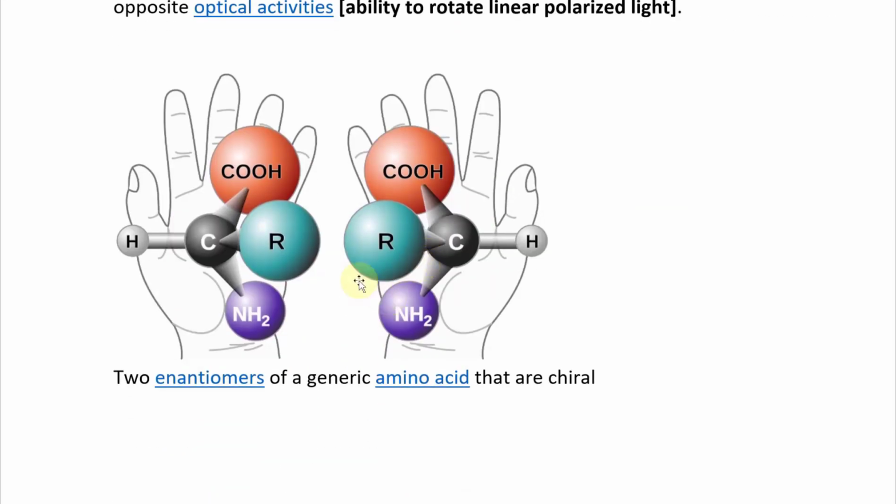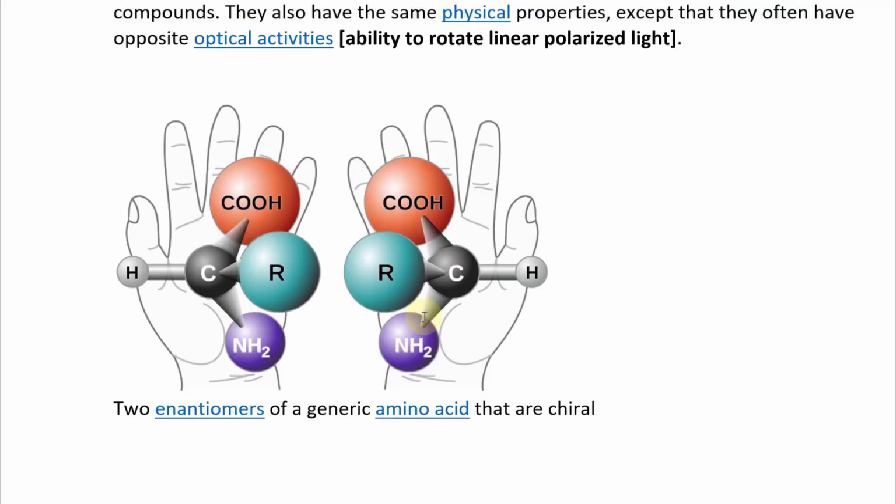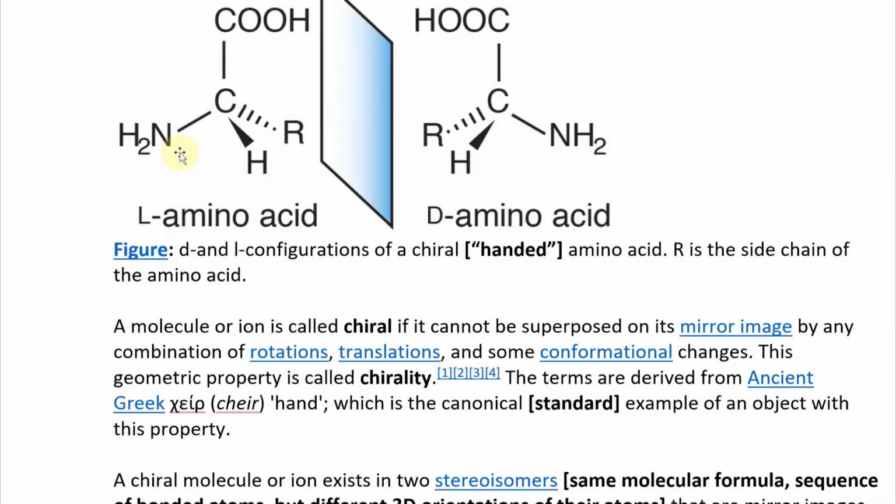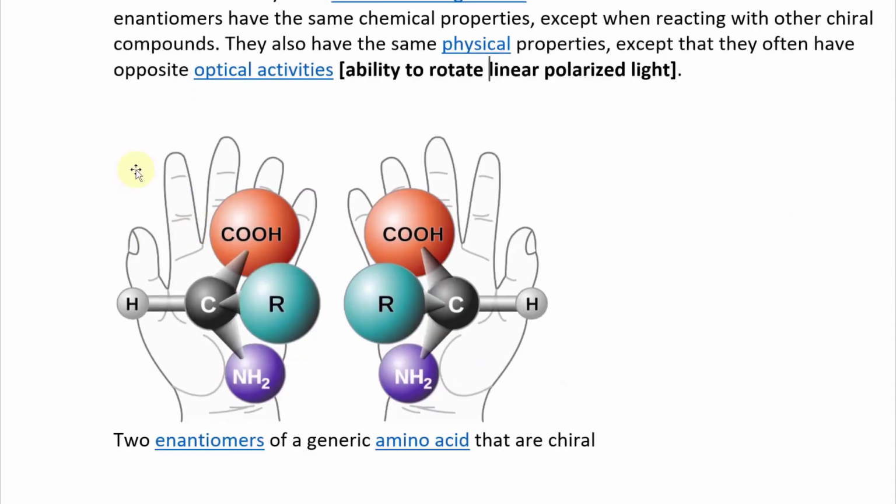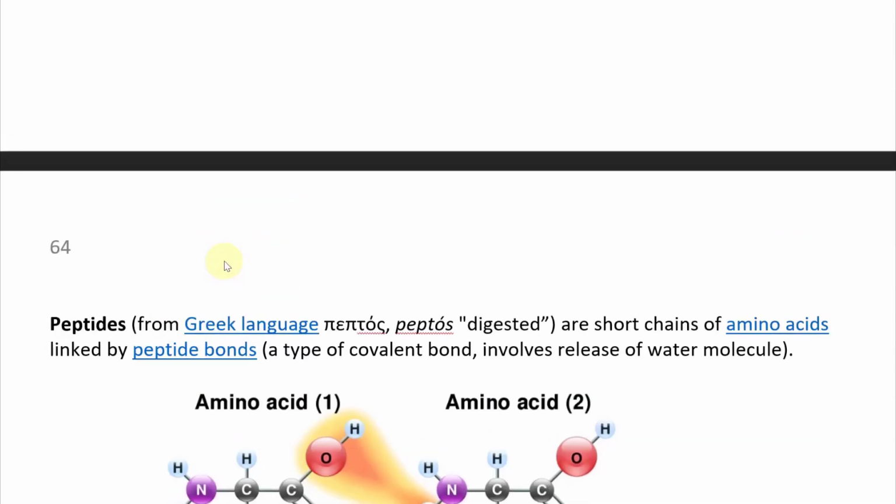So yes, very interesting. Here is an example, and amino acids are a good example of this. Two enantiomers of a generic amino acid that are chiral. Here's the right-handed side, here's the left-handed side, and in this one the NH2 is on the left side. This is an L amino acid, this is a D amino acid. It's interesting stuff. Let's continue further.